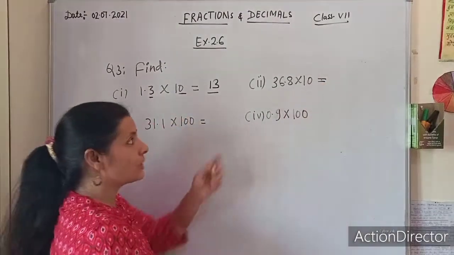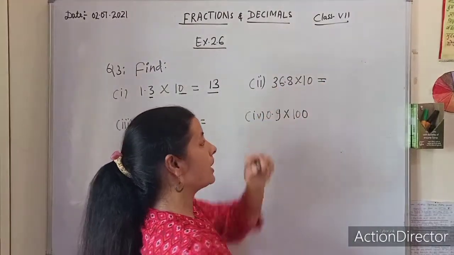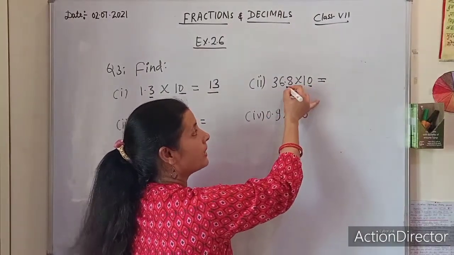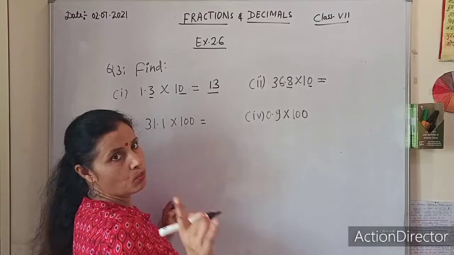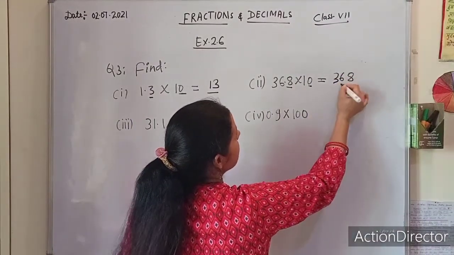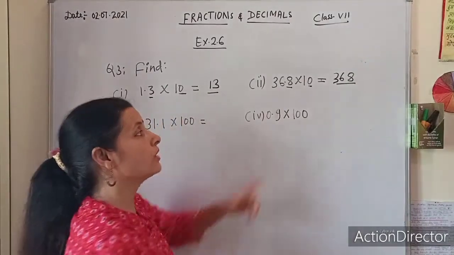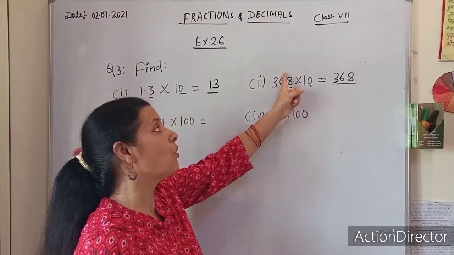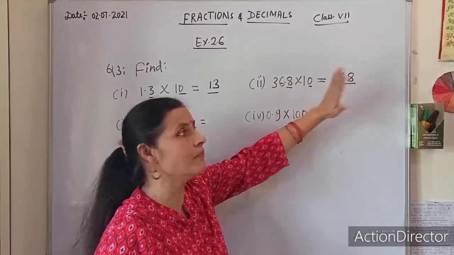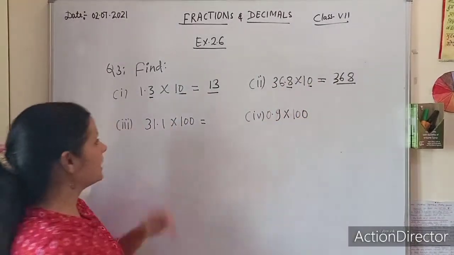Again, you can see 36.8 into 10. How many zeros are here? There is only one zero. And how many digits after the decimal? There is only one digit. So the answer will be 368. This zero will remove this decimal, so the answer will become 368. Come to the next one.